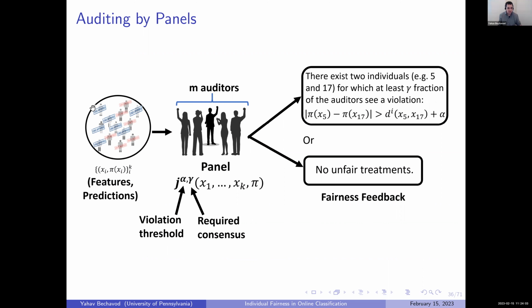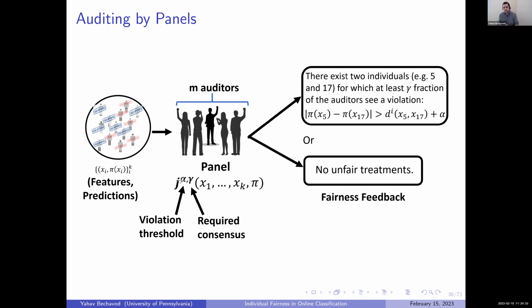Yeah, sure. Here we have a panel which is parameterized by alpha and gamma. If there is a violation, this is an alpha gamma violation, which means that a gamma fraction perceived it. You can set gamma between 1/m and 1, and you can have a violation at 1/m, meaning whenever one auditor thinks that there is a violation, you treat it as a violation.